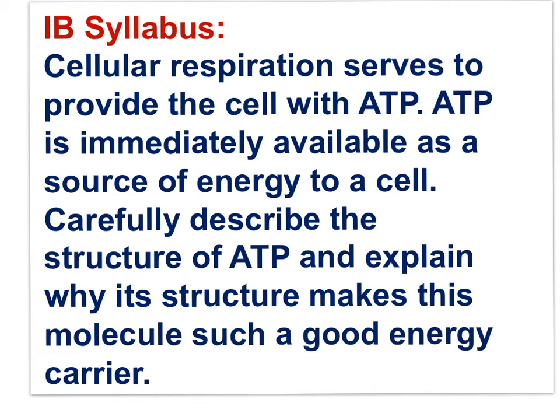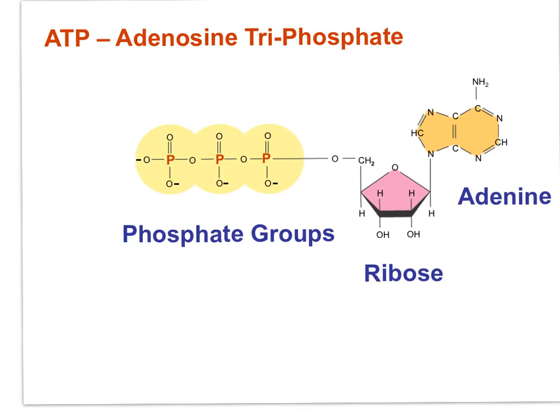Here is the relevant IB syllabus statement. Cellular respiration serves to provide the cell with ATP. ATP is immediately available as a source of energy to the cell. Carefully describe the structure of ATP and explain why its structure makes this molecule such a good energy carrier.